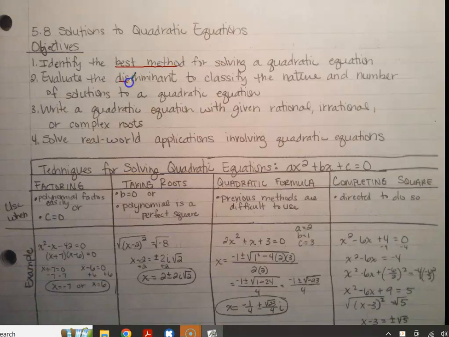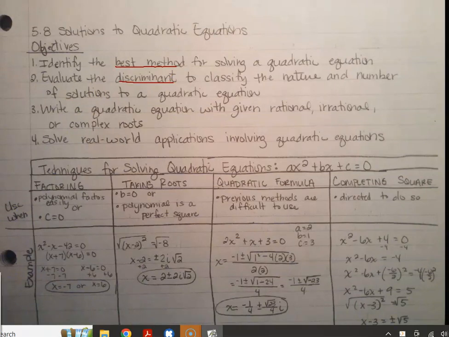Two, evaluate the discriminant, we'll look over that today, to classify the nature and number of solutions of a quadratic. So whether they're going to be real numbers or complex, and if there's going to be one, two, or no solutions. Three, we're going to write a quadratic equation with given rational, irrational, or complex roots. Very fun stuff. And four, as always, solve some real-world applications that involve quadratic equations.